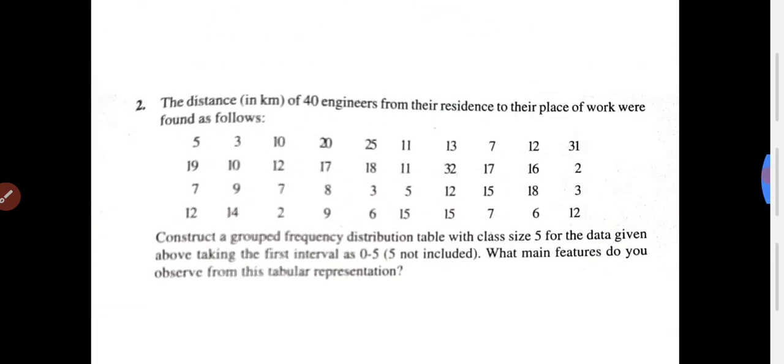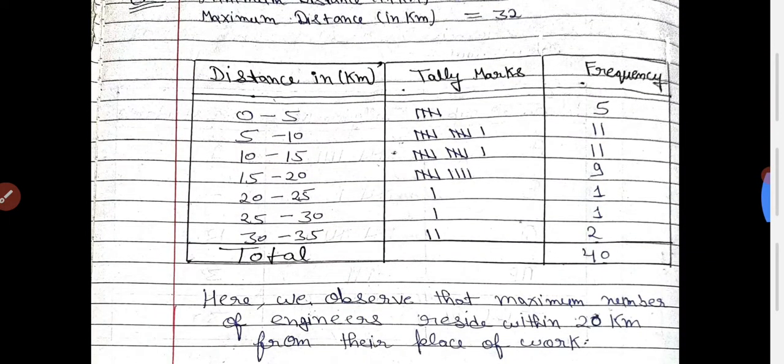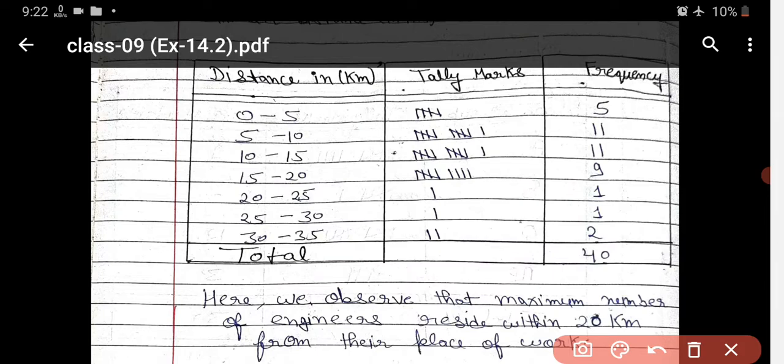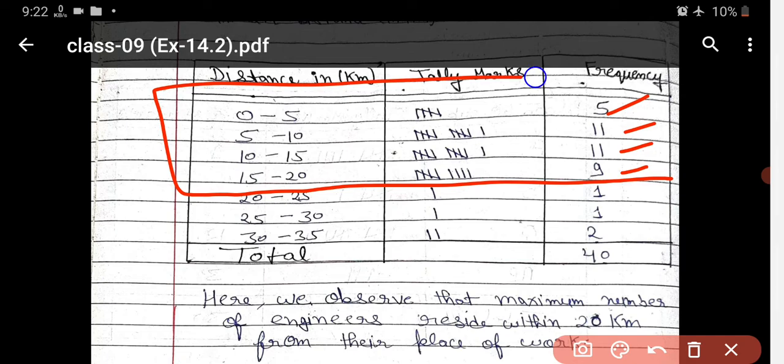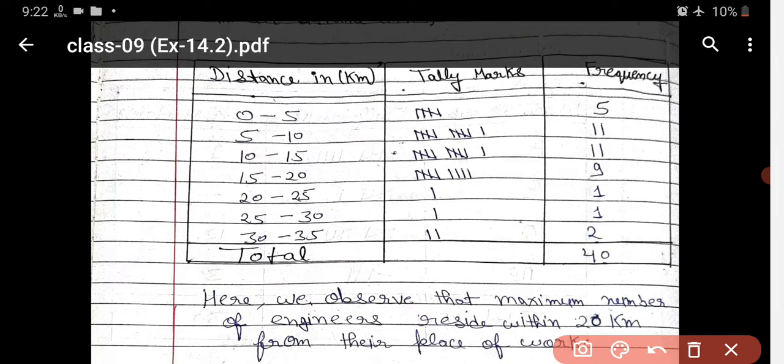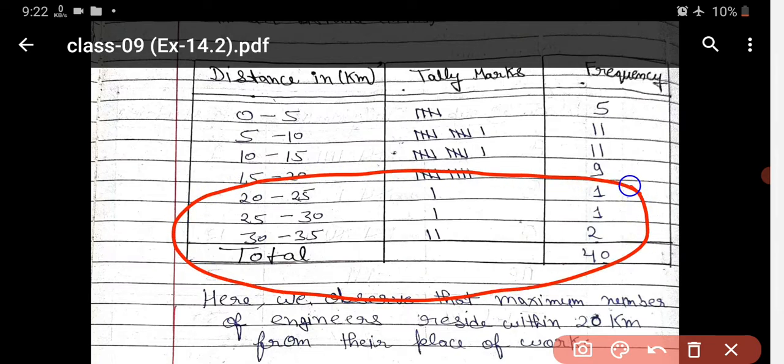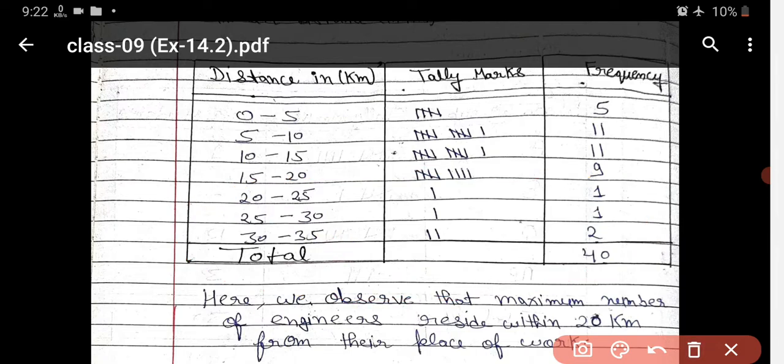Now the second part is: what main feature do you observe from the particular representation? Just see the tabular representation. The maximum number of engineers have their houses up to 20 kilometers. Only 3 engineers are there whose distance is more than 20, or 25, 30 up to 35. So what information did you get here? You can write that only 4 engineers are there whose distance from house to office lies between 20 to 35.